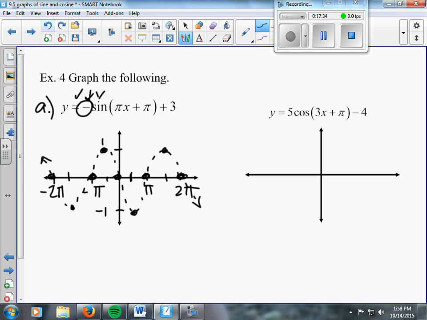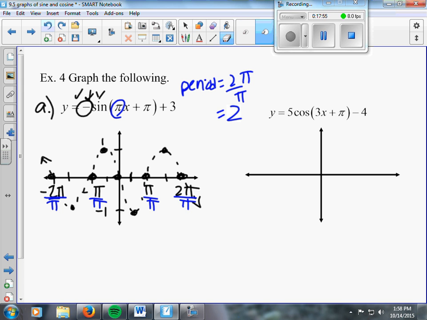But now I'm going to adjust for the period. So to adjust for the period, my period will be 2 pi divided by pi. So my new period is 2. So this, I divided by pi. So my action is to take all of my x-axis labels and divide those by pi. And so this will simplify to 2, 1, -1, and -2. So I'm at 2, 1, -1, and -2. I'm going to put those in blue.